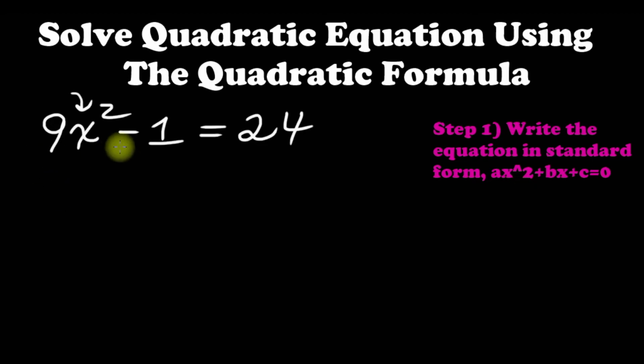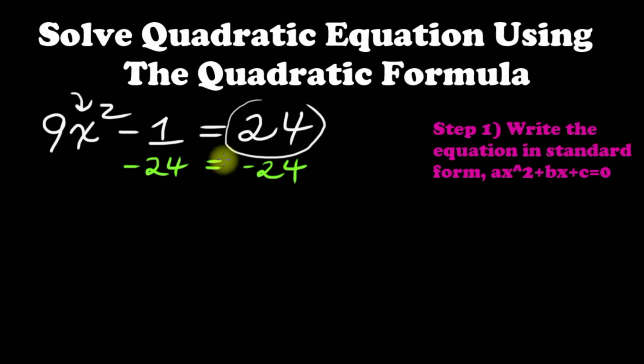If you look at this equation here, you have 24 on this side. We have to make it equal to 0. So how do we do that? We do that by getting rid of the 24. So we would want to subtract 24 from it, and then we subtract 24 from this side. Whatever you do to one side, you have to do the exact same thing to the other side. So now we have 9x squared.